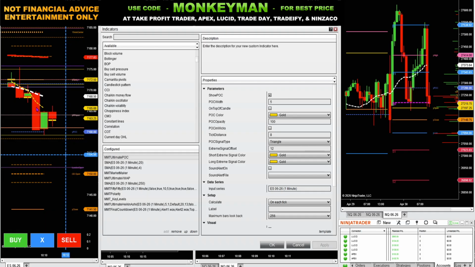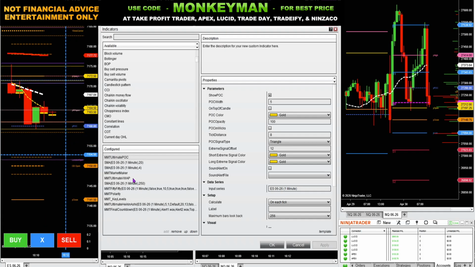And then let's check out the ES 1 minute chart. The ultimate POC, got 3 different SMAs. I've got the market maker chart buttons. In case I feel like trading the ES, I've got this set up on my copy trader as well. Ultimate VWAP, the 50-50, polarity with the same settings, key levels indicator, the ultimate Heikin Ashi. It's painting the outlines of the candles just like the 60-minute chart, but the inside of the candle is just an up candle or a down candle.